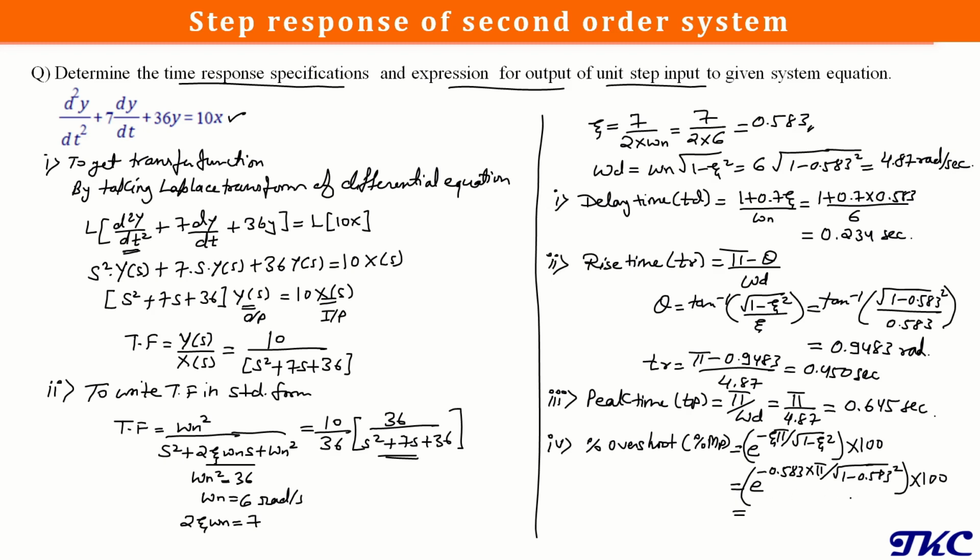Once we calculate the value of the e raised to term, we are going to get 0.1049, and that we have to multiply with 100. So it will be 10.49%. So the maximum overshoot for this system we got as 10.49%.